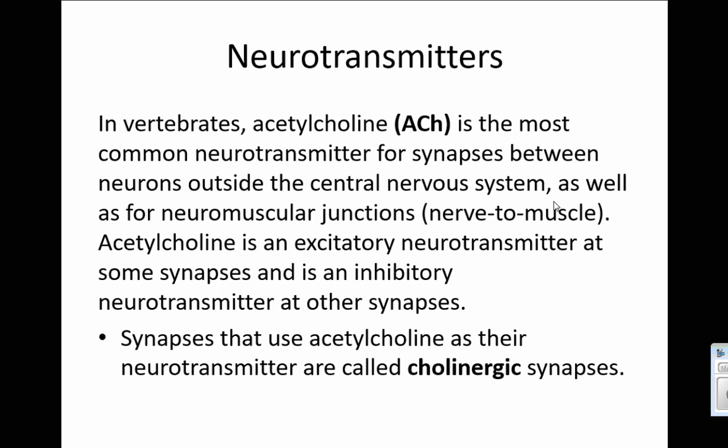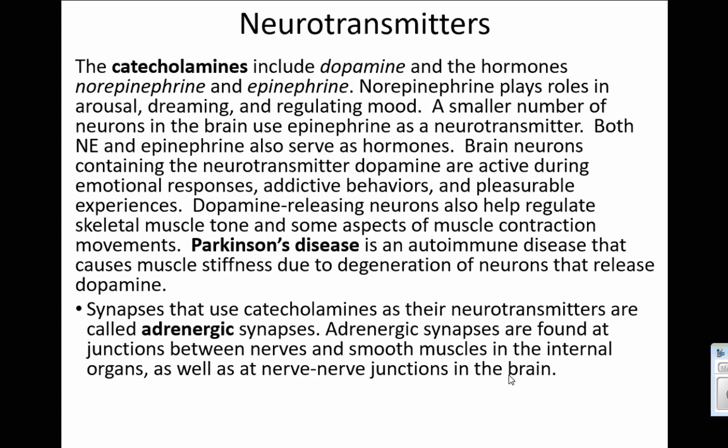So that's why I like to go out of the order of the book, because we are learning about action potentials and the release of acetylcholine. And then later, we'll talk about what happens when acetylcholine binds to receptors on a muscle cell membrane. Acetylcholine is the excitatory neurotransmitter at some synapses. It's inhibitory at others. Any synapse that uses acetylcholine as its neurotransmitter is called a cholinergic synapse, which is nice because choline is in acetylcholine and cholinergic. So that's where that name comes from.